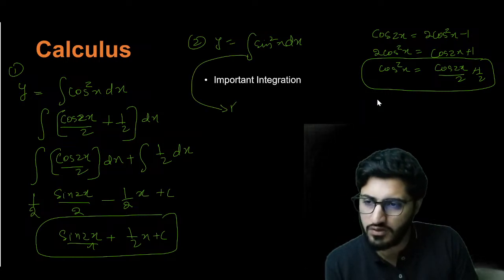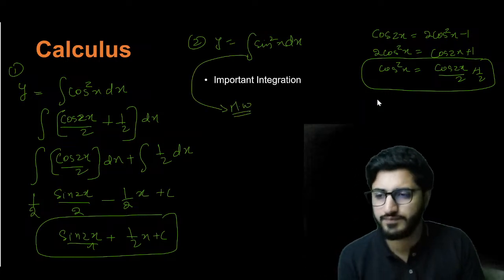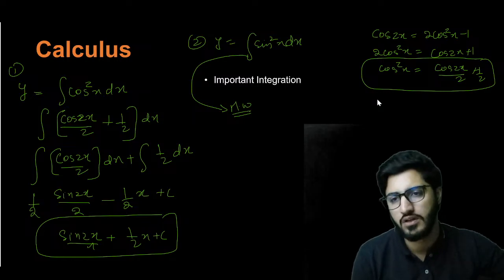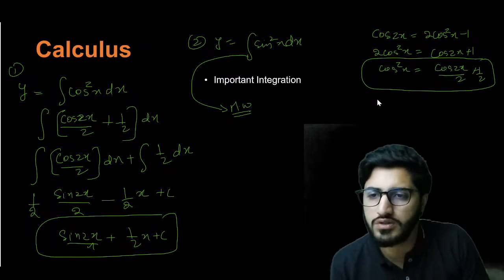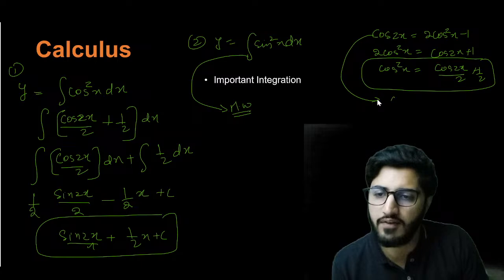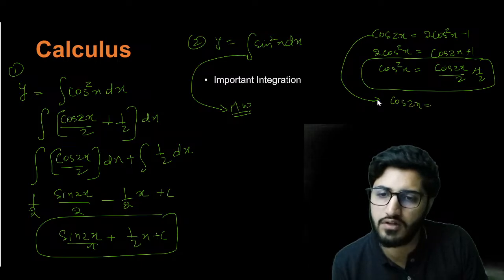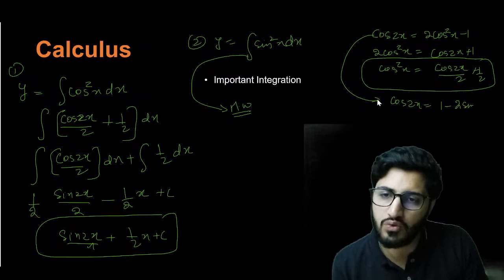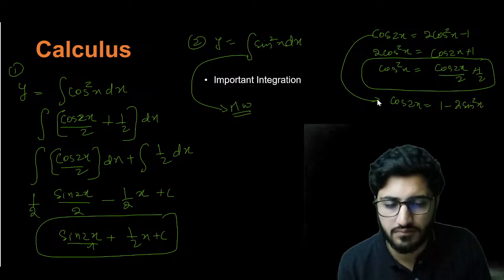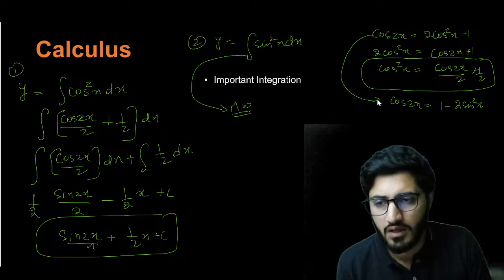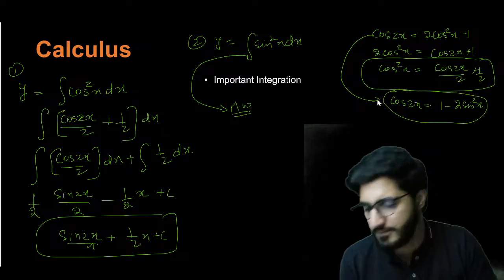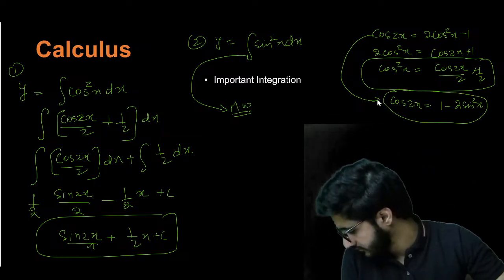For this one, it is your homework, you can do it. Same, you have to proceed now. One more formula that we have is cos 2x equals 1 minus 2 sine square x. By using this formula, you can get it.